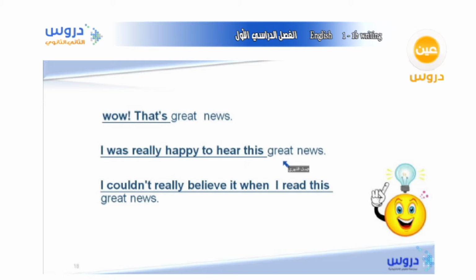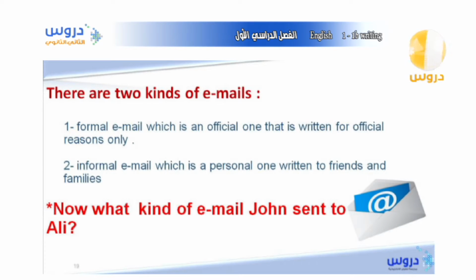Okay? Now, what do you think the kind of email John has sent to Ali? Do you remember the mail John has sent to Ali? What is the kind of that email? Informal? Can you tell me why? Can you tell me, Salah, why it's informal? Okay. You're right. Absolutely right. Welcome, Najla. Here we go. Formal and informal. Salah, well done. Because John is a friend of Ali.